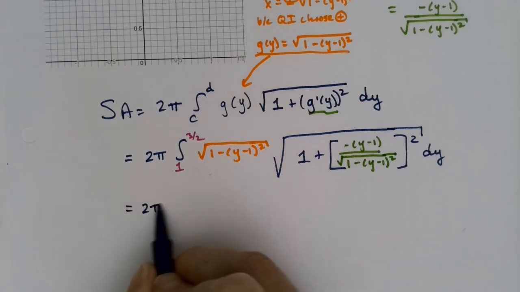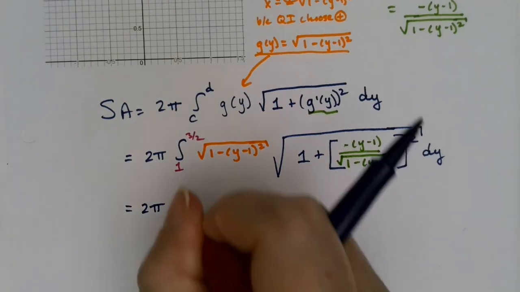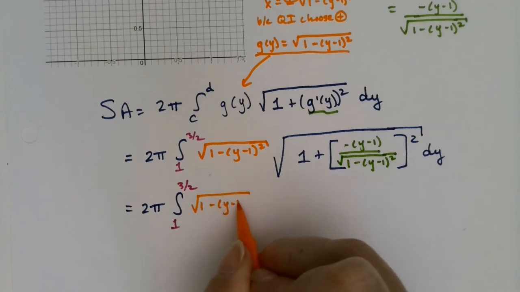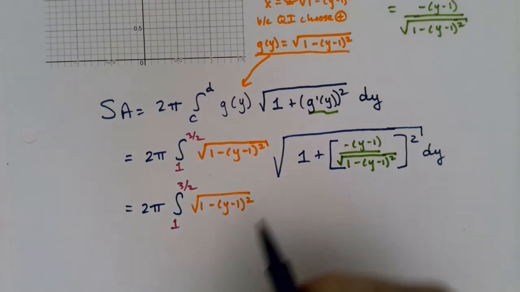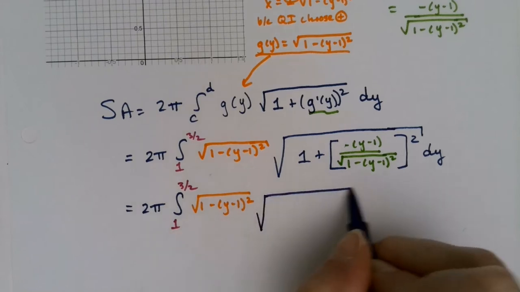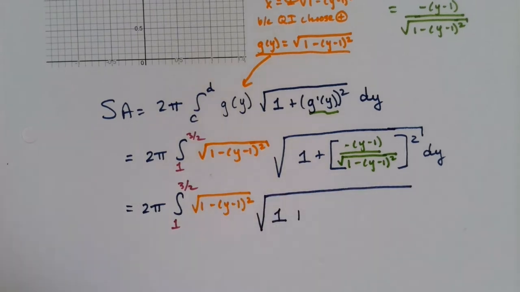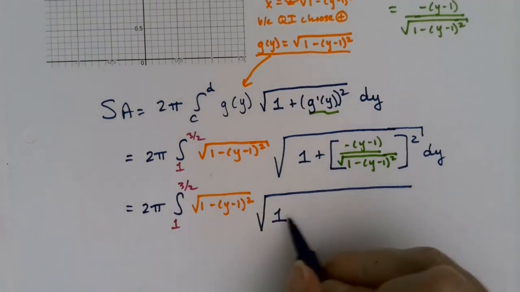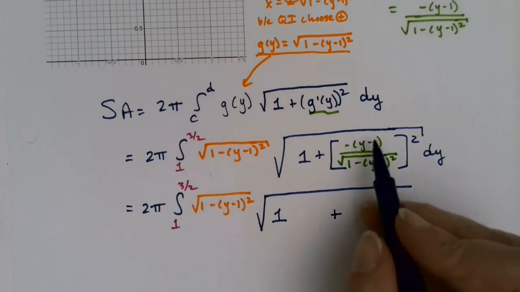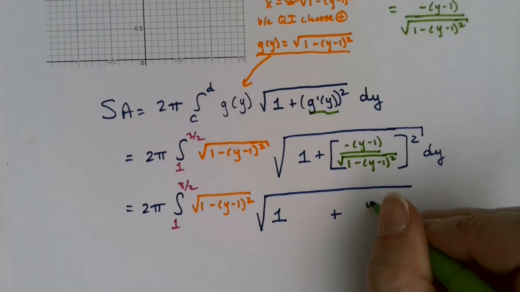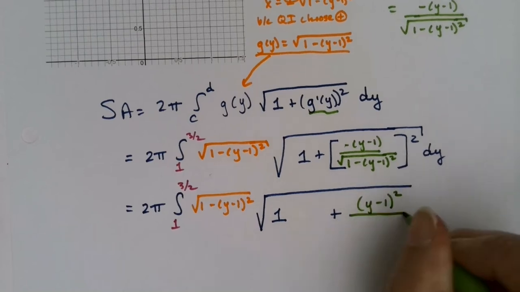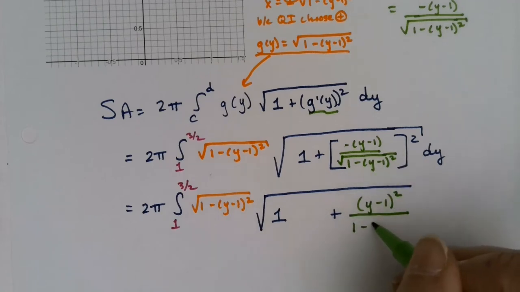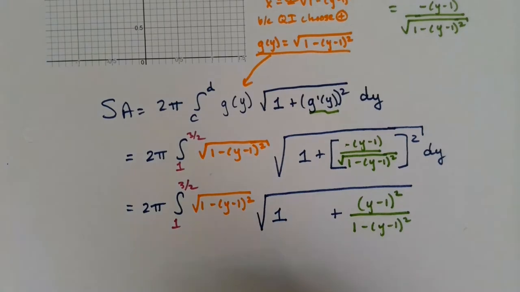So this will be 2 pi integral from 1 to 3 halves, square root 1 minus y minus 1 squared. All right, now I'm going to leave myself some space here. I'm going for something with this. So 1, leave yourself some space. Trust me on that one. Big gap, plus, and then let's see what happens here. So it'll be y minus 1 squared over, because the negative will disappear, and it'll just be y minus 1 squared, and then 1 minus y minus 1 squared dy.